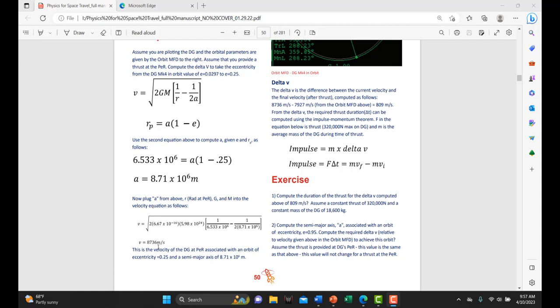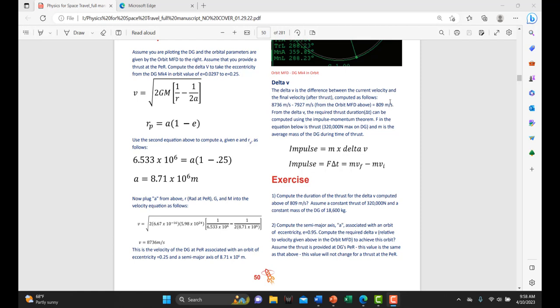Now because we're entering into a non-circular orbit, the velocity as the Delta Glider goes about the Earth is going to change. But that's not important. The important thing is to get the delta V correct. Again, the delta V is the difference between the current velocity and the final velocity after thrust. It's computed as follows. We've got the new velocity, 8736, and the previous velocity, 7927. So we need a delta V of 809 meters per second.